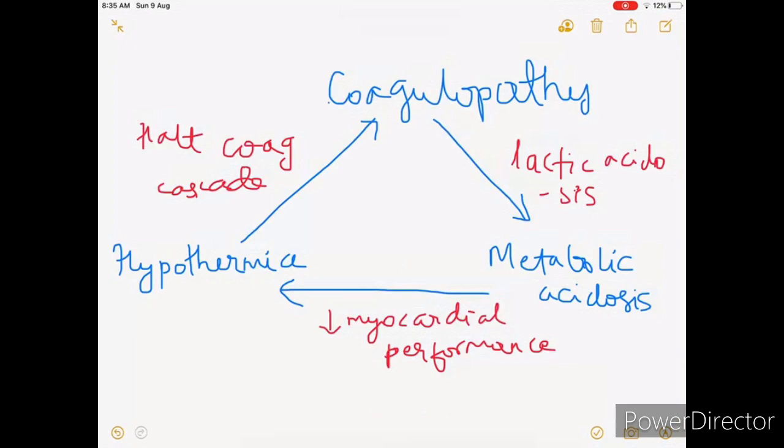This is coagulopathy, which worsens lactic acidosis, therefore causing metabolic acidosis. Metabolic acidosis causes decreased myocardial performance, and that contributes to hypothermia. Hypothermia causes coagulopathy and so worsens the coagulopathy. So this trauma triad of death increases the chances of mortality, which is to be avoided.